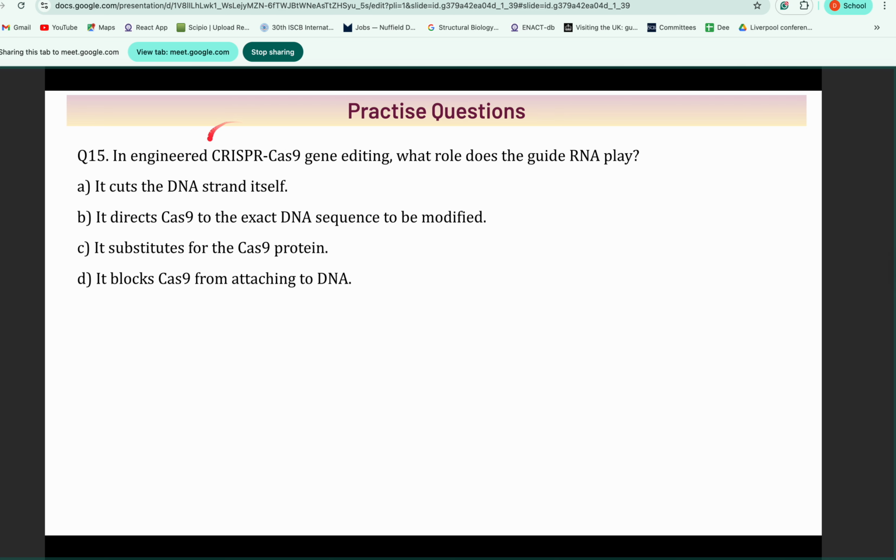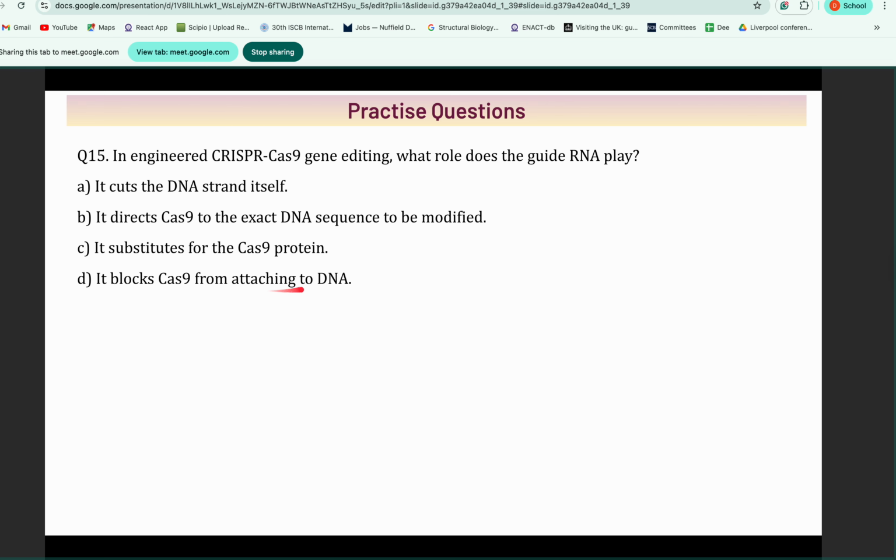Next question is, in engineered CRISPR-Cas9 gene editing, what role does the guide RNA play? Option A, it cuts the DNA strand itself. Option B, it directs the Cas9 to the exact DNA sequence to be modified. Option C, it substitutes for the Cas9 protein.